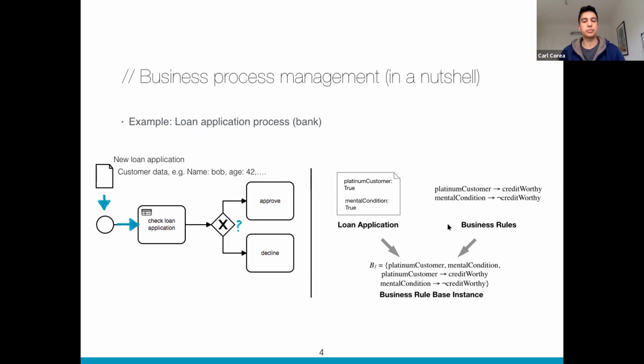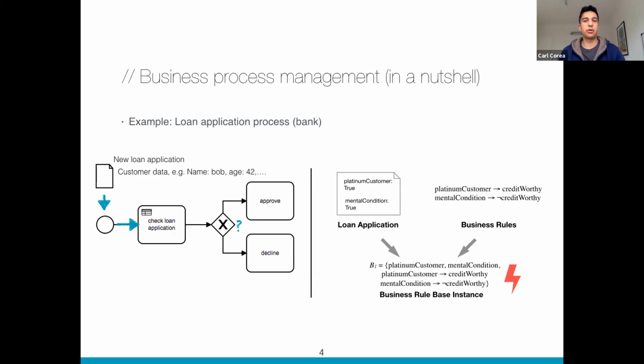The problem is that business rules are stored in databases and created and maintained by multiple modelers over time, for example. And here it can be the case that you have contradictory business rules, or as in this case, unexpected customer data triggered a situation where conflicting business rules are activated. So we have one rule stating if the customer is a platinum customer, he or she is creditworthy. And we have a second rule stating that if a customer has a mental condition, he or she is not creditworthy. And then we have this maybe unexpected case that we have a customer who's both platinum but also has a mental impairment. So here in this case, we arrive at an inconsistency.